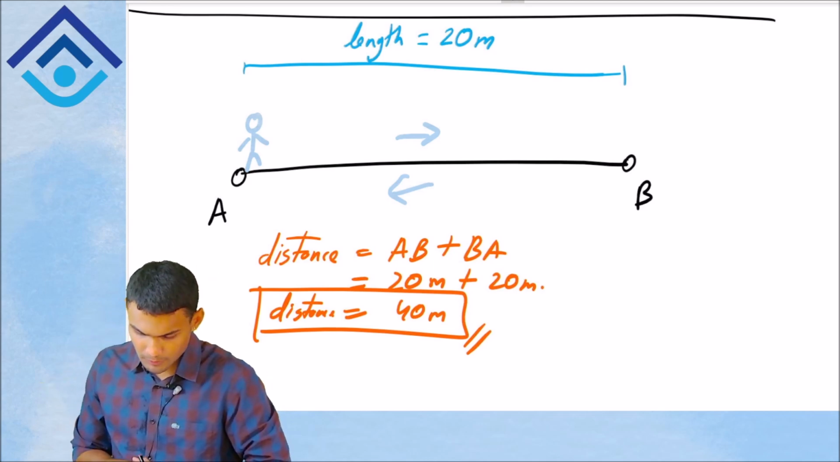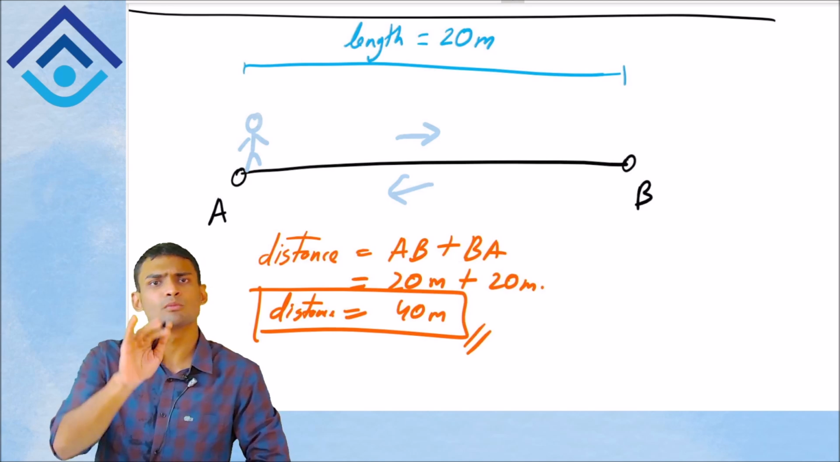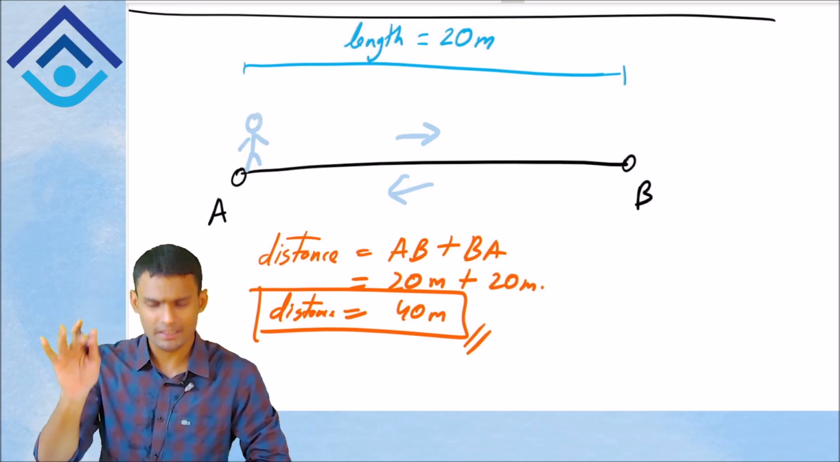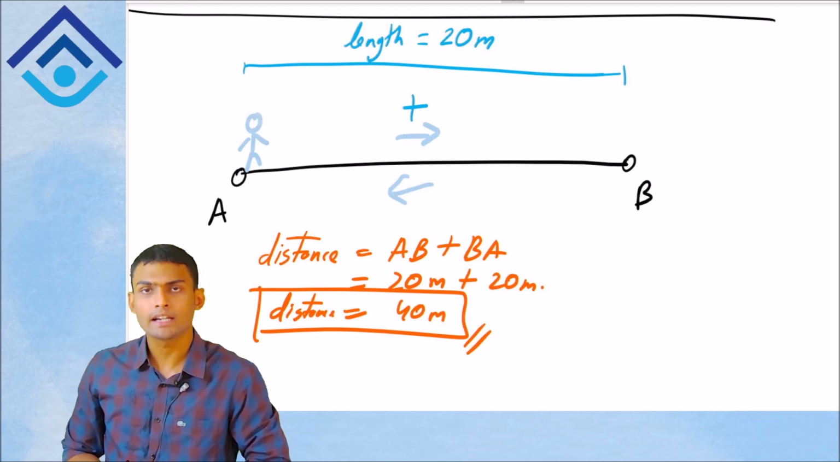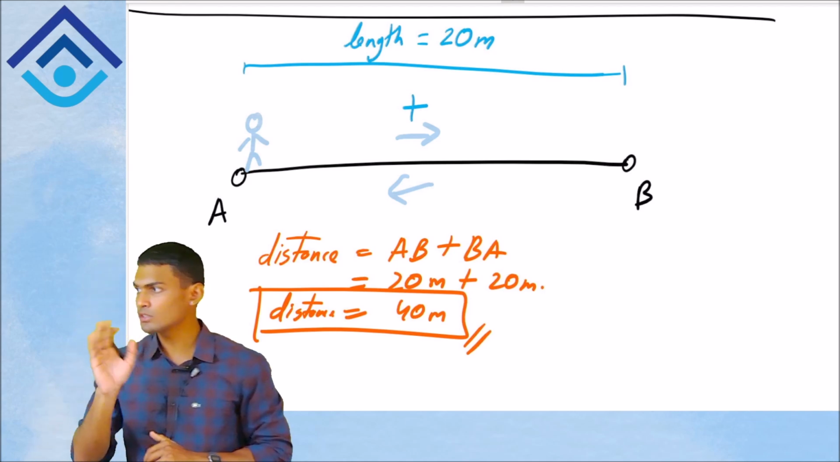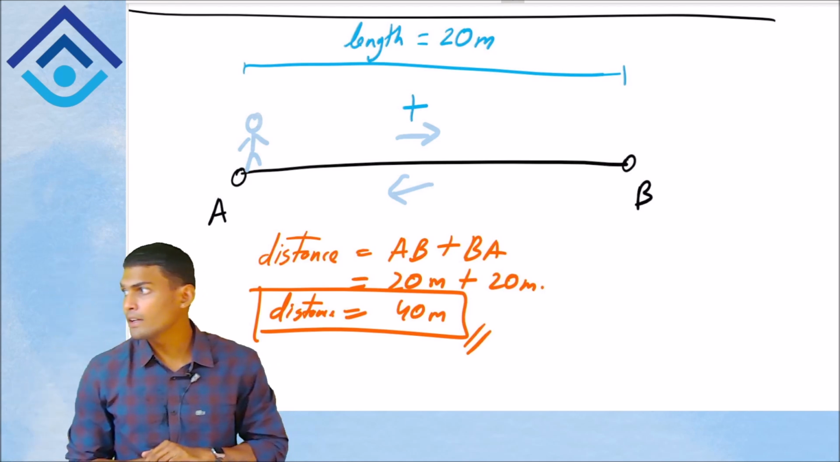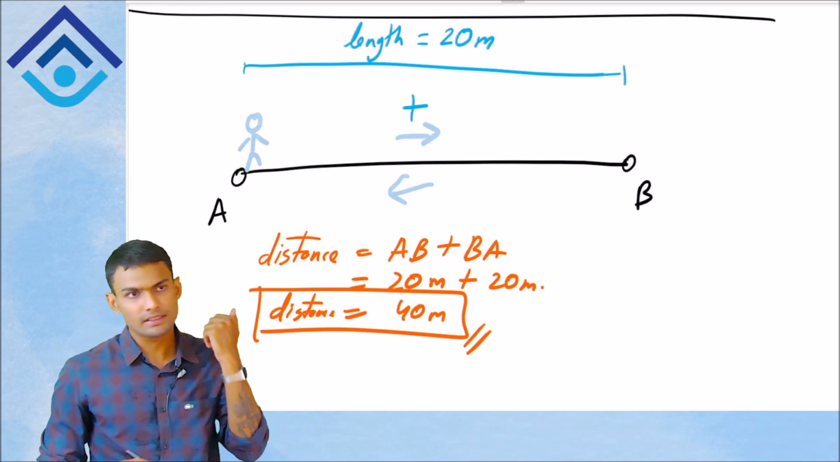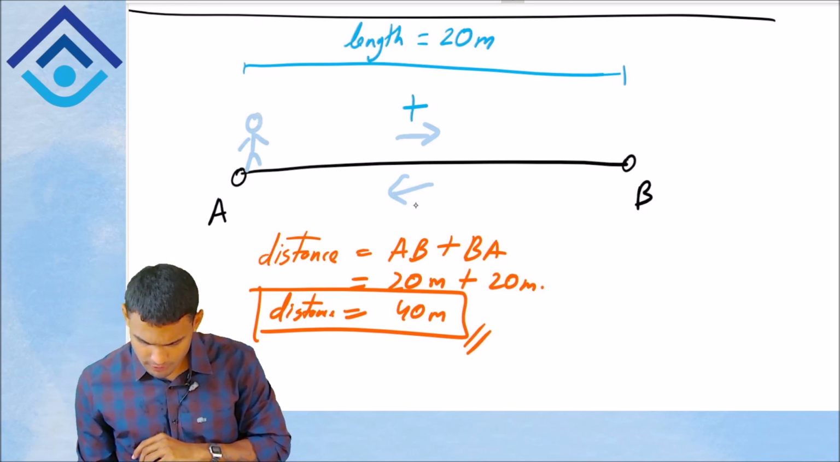So when this person is moving from A to B, let's say he is moving forward. We could say it is positive. So he's moving ahead. That means he is covering the distance in the positive direction, that is, going ahead. And let's say when he comes back, it's negative. So once he comes back, it's negative.